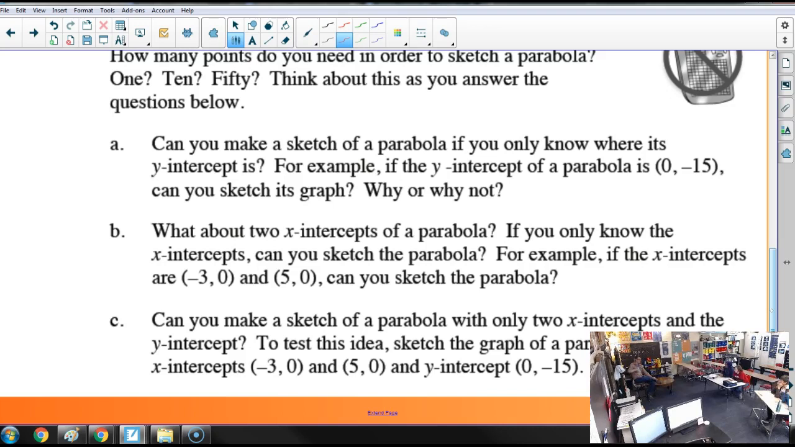Try that. Throw an xy axis on your paper. Put points on the x-axis at negative 3 and 5. Put a point on the y-axis at negative 15. You can scale if you want to. Is it enough? Or what else can we figure out?